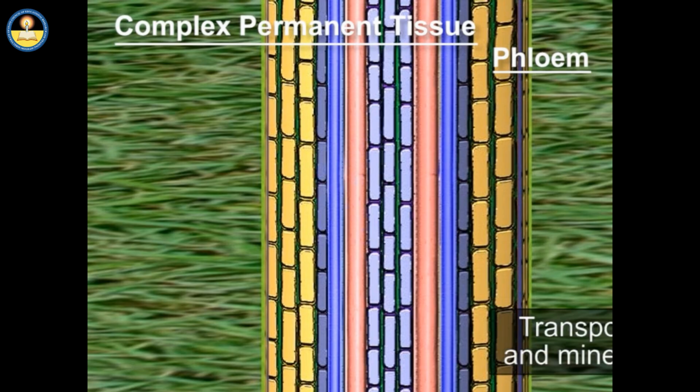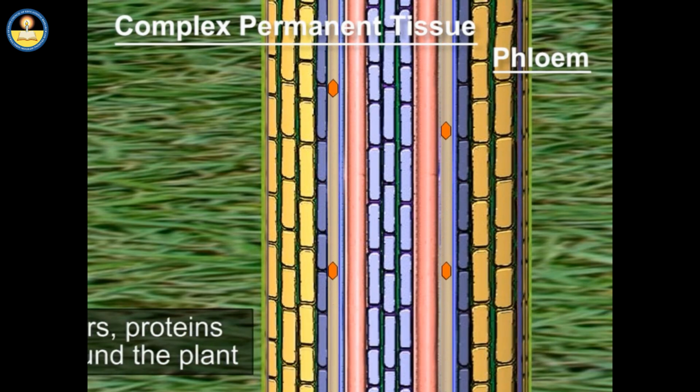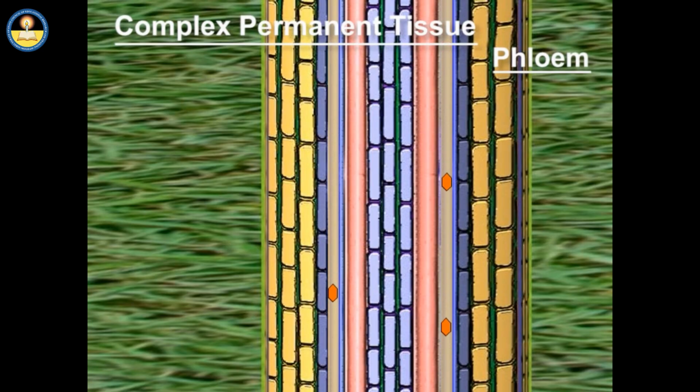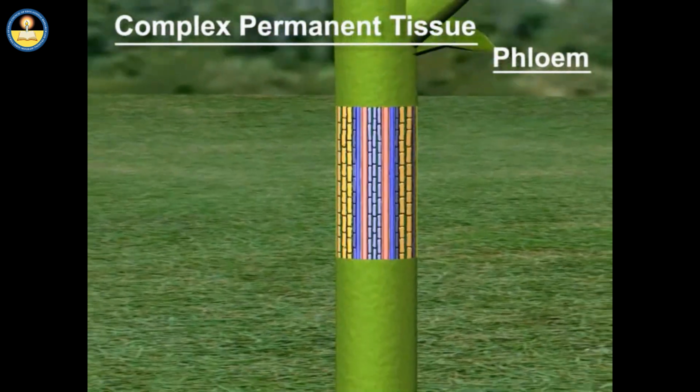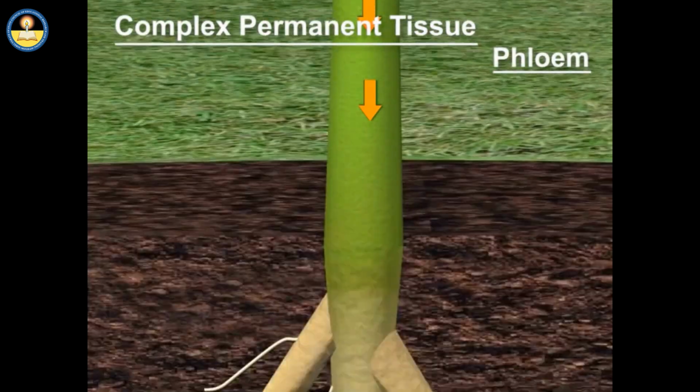Phloem transports sugar, proteins and minerals around the plant. Unlike the xylem where flow is only one way from the roots up, phloem can move sugars both up and down the stem.